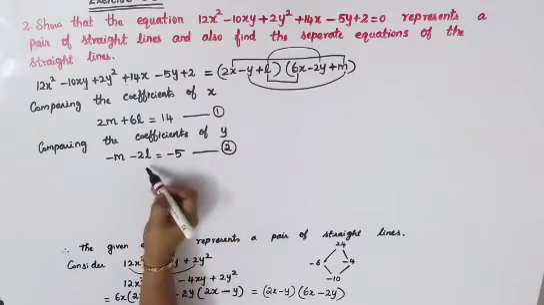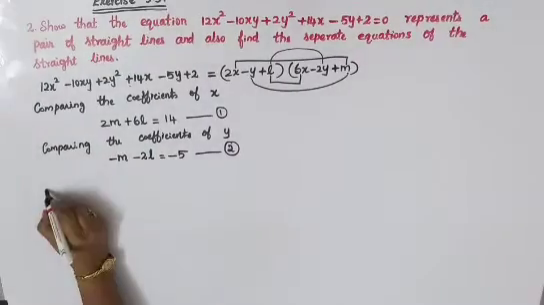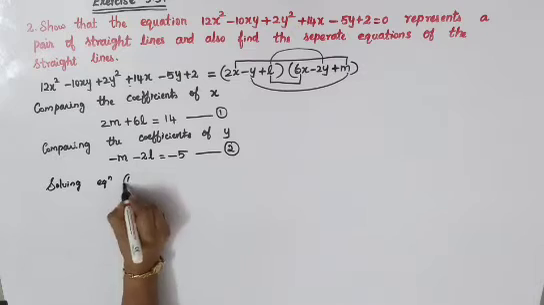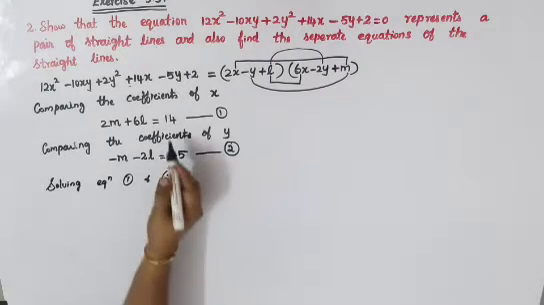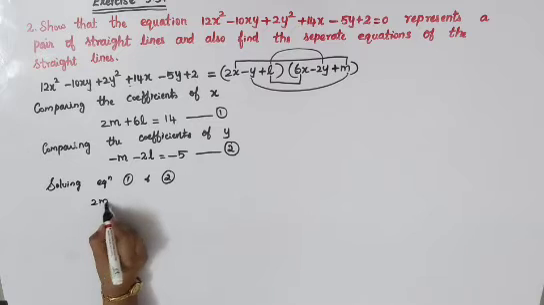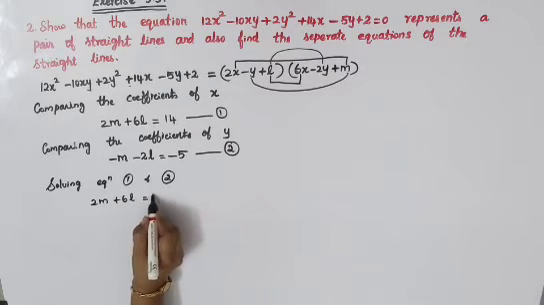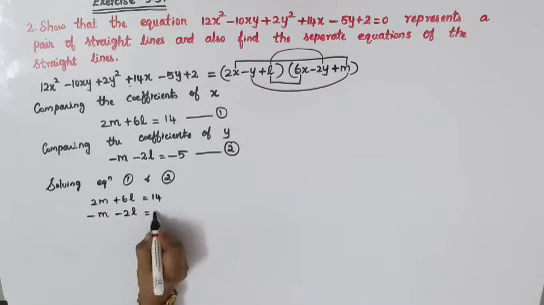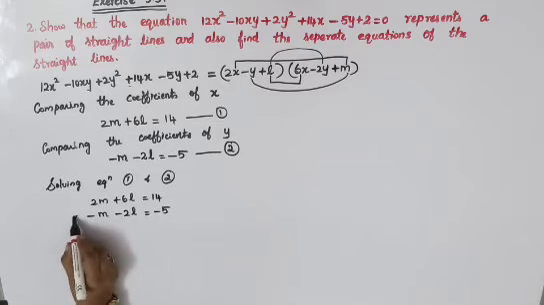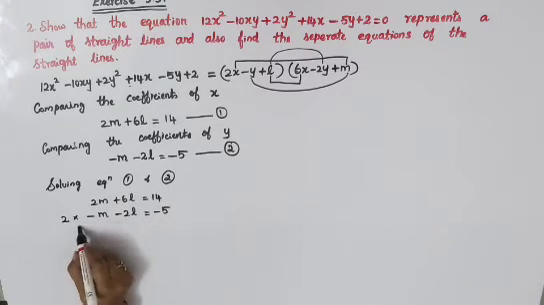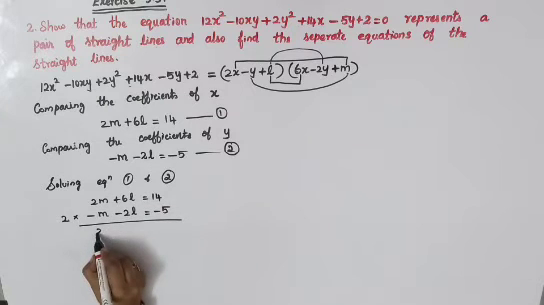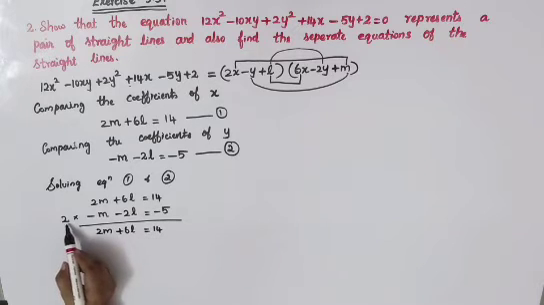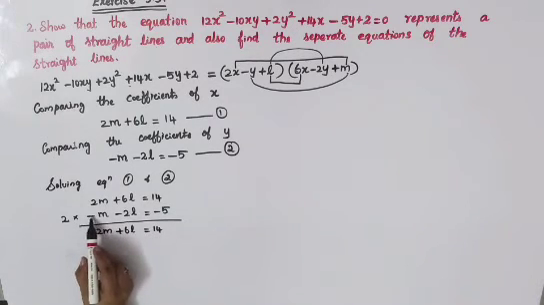Now solving your first and second equation, we will get the value of m and l. Okay. Solving equation 1 and 2. So we'll just write equation 1 and 2 here. So 2m plus 6l is equal to 14, and here minus m minus 2l is equal to minus 5. So we'll just multiply this equation by 2 so that you can cancel m and m. So multiplying, first equation, I'll just write as it is. 2m plus 6l is equal to 14. Your second equation we'll have to multiply by 2.